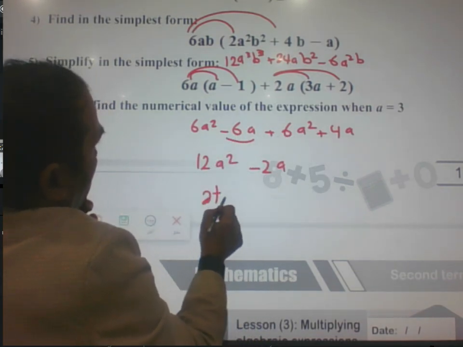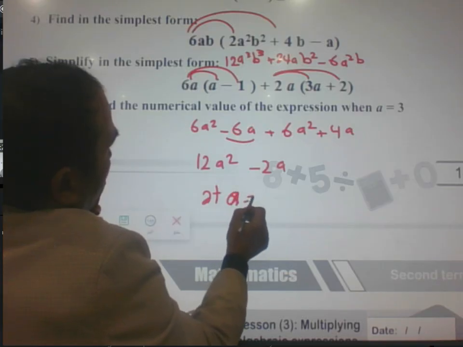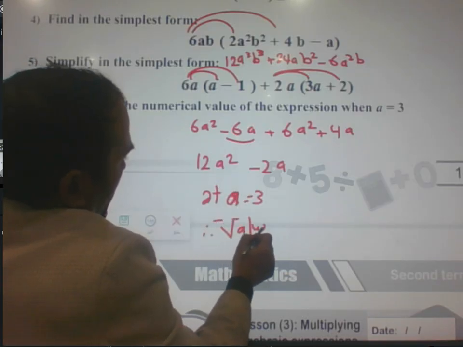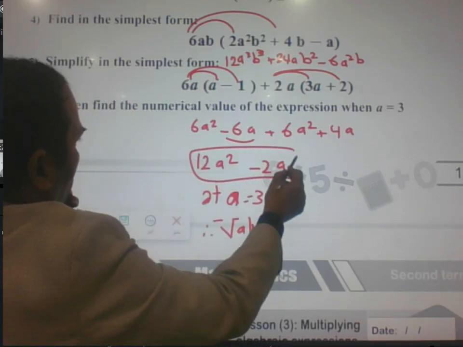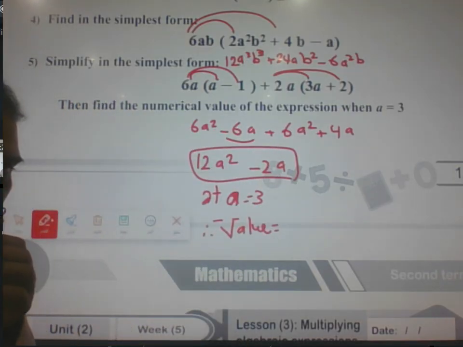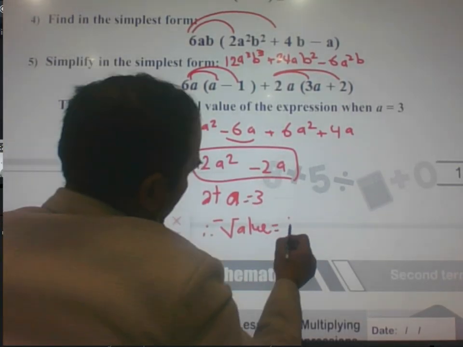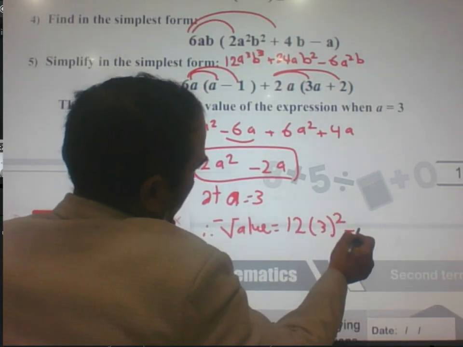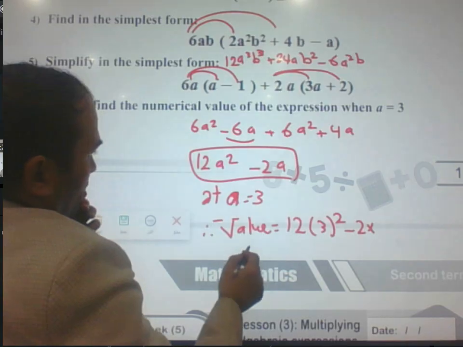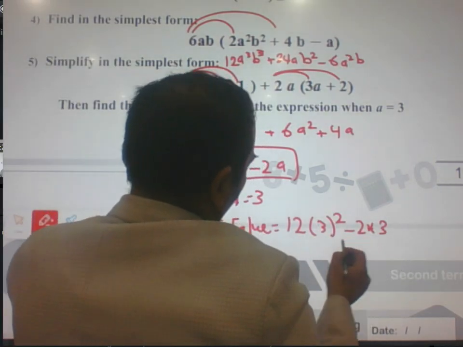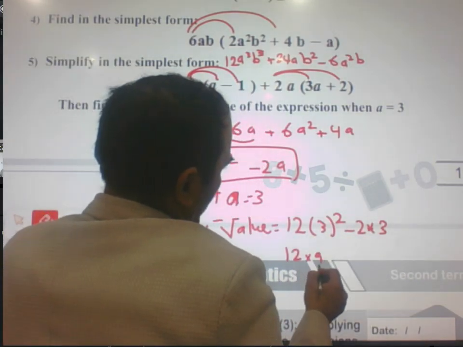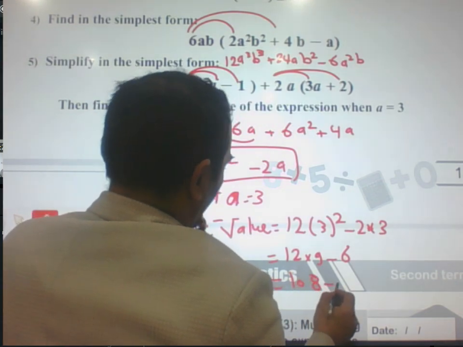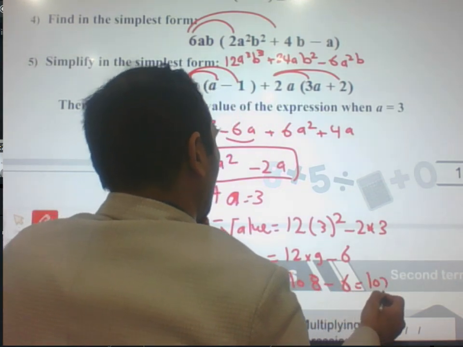And then at a equals 3, the value will be equal to, put in the value of a equals 3 here. Then we have 12 times 3^2 subtract 2 times a. The value of a was 3. Then we have 12 times 9 subtract 6. The result will be 108 subtract 6 equals 102.